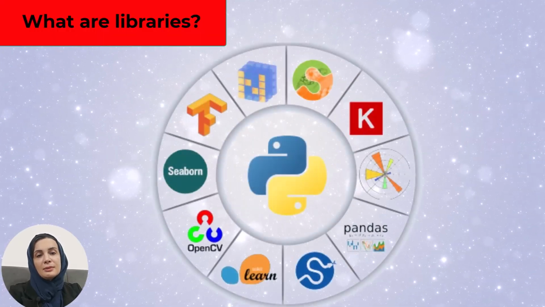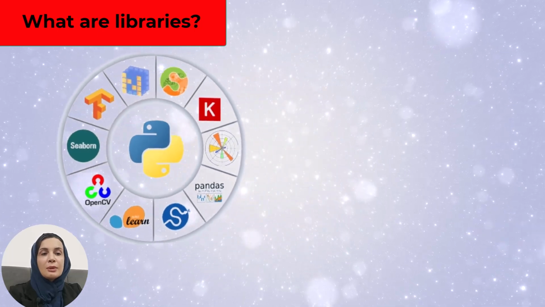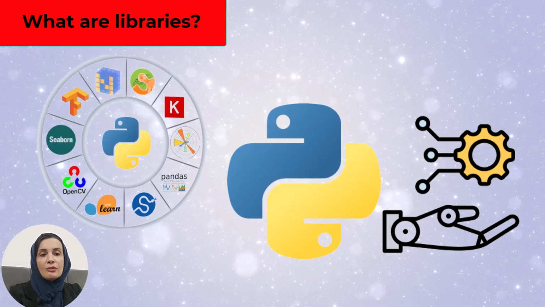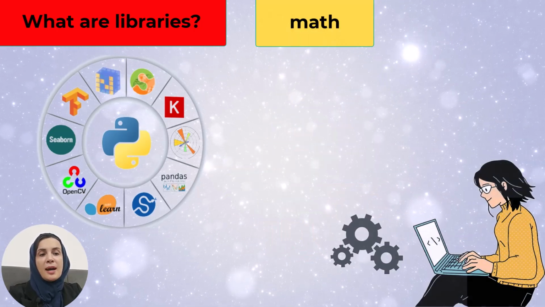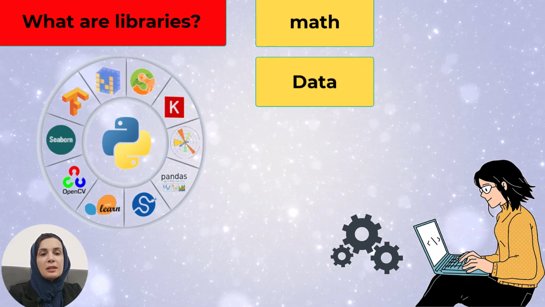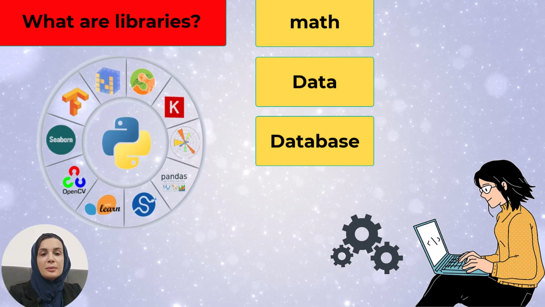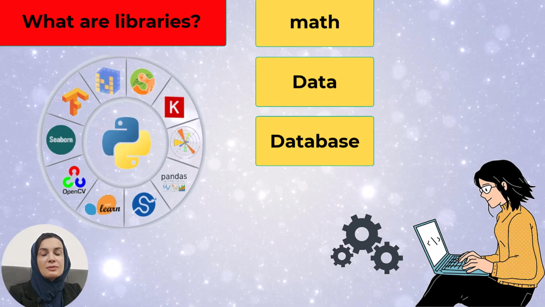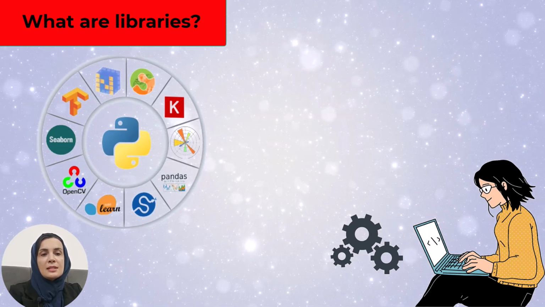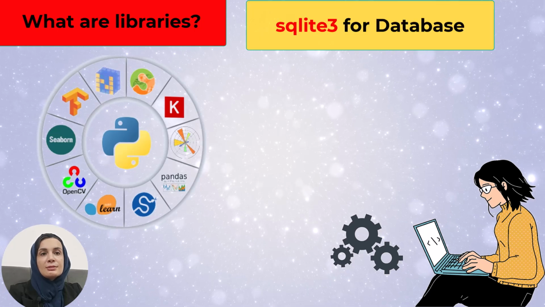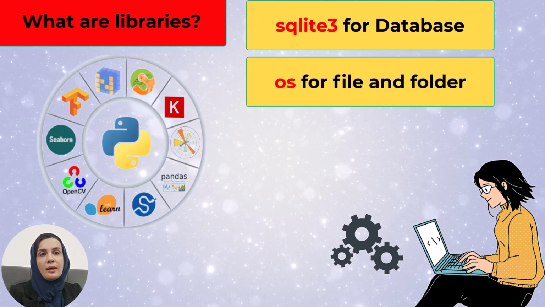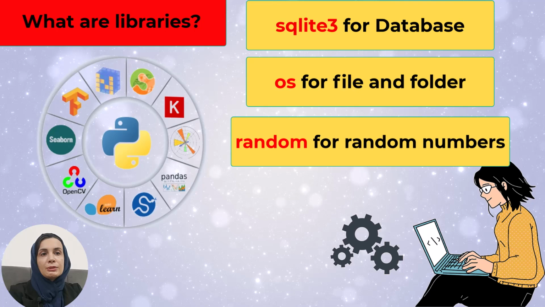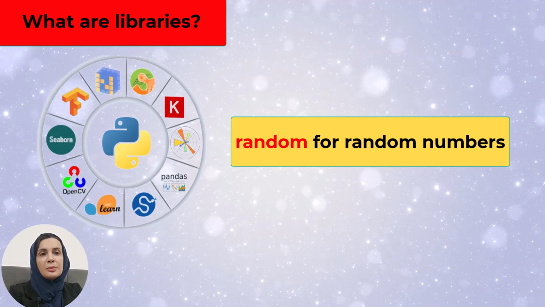What is a library? A library is a collection of ready-made code. It helps you do tasks faster and easier. For example, if you want to work with math, data, or even make a database, you can use a library. Instead of writing everything from scratch, we use a library to save time. Python has many libraries, like SQLite3, which helps with databases, OS, which helps with file and folder management, and the random library for creating random numbers. Using a library is very easy.